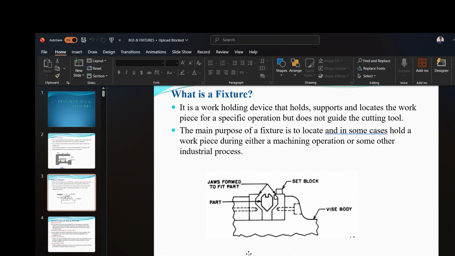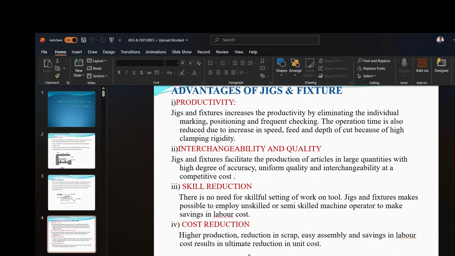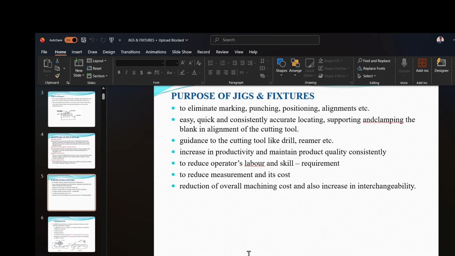But a fixture is a work-holding device that holds, supports and locates the workpiece for a specific operation but does not guide the cutting tool. The main purpose of a fixture is to locate and, in some cases, hold the workpiece during either a machining operation or some individual process. So, advantages of jigs and fixtures: productivity, interchangeability and quality, skill reduction, cost reduction.